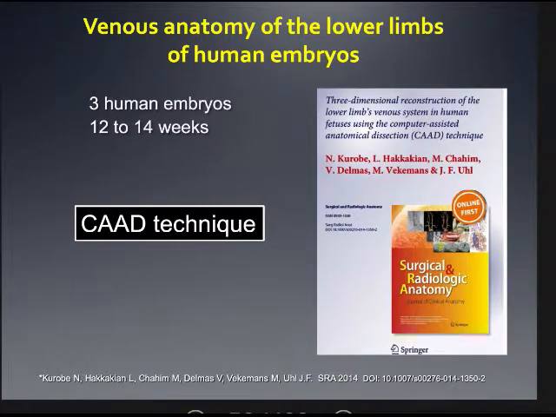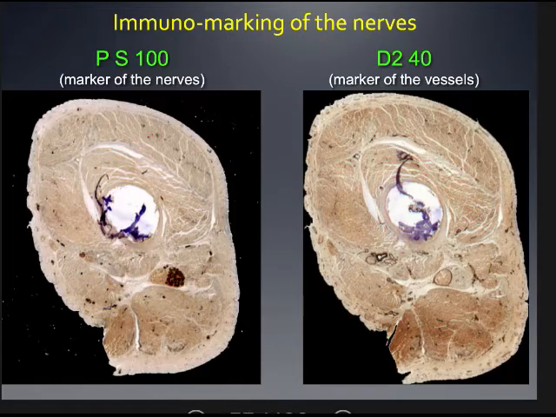Another different work is about the venous anatomy of the lower limbs in human embryos that we did some years before, using also the CAAD technique. You can see here the immunomarking of the nerves on the left and the immunomarking of the vessels on the right. And you can see, which is interesting, that you cannot see the vessels on the left side and you cannot see at all the nerves on the right side. So it's different staining, identifying different structures.